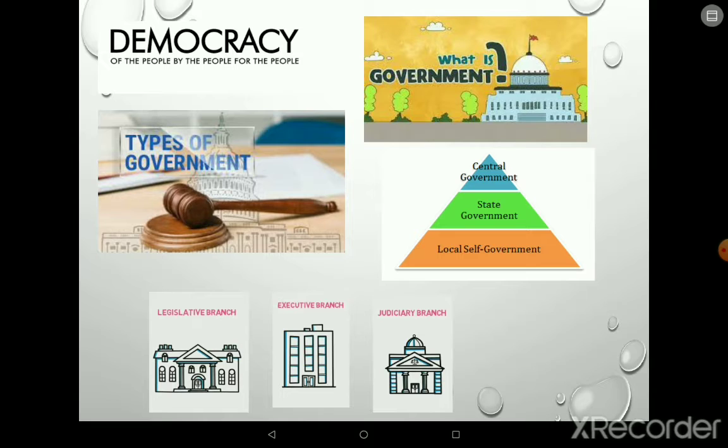In the previous session, we have only seen about the central government, and in the central government we have learned about the legislature of the union parliament, union executive, and union judiciary. Today we are going to learn about the state government and how the governments are formed in India. So let's get started with the lesson.